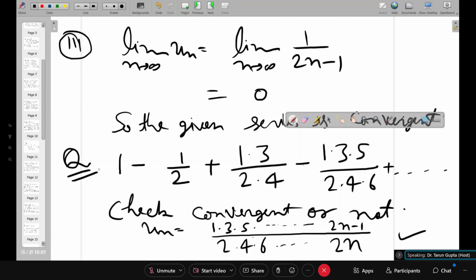Now you have to find out the limit of this. I will ask in the next class what is the limit of this. If this is 0, then this is convergent. So next class I will discuss this. So try this one by yourself. Any doubt in today's class?